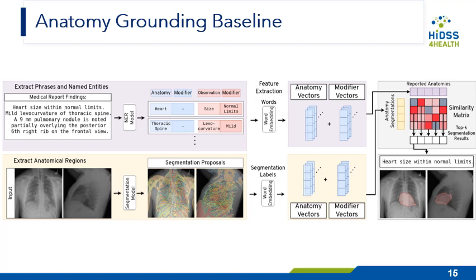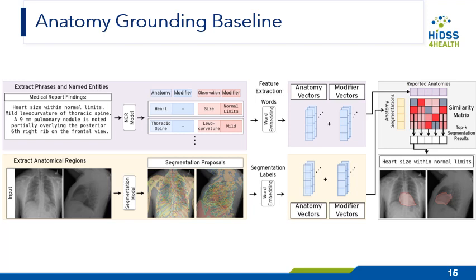Similarly, for a given image, we extract the anatomy regions using the segmentation model we trained ahead on PAXRAY. For each of the segmentation labels, we extract features using BioWordVec or BioSentVec. Similarly to before, we add the vectors of the anatomy and its modifier and compute a cosine similarity between the anatomy segmentation features and the reported anatomy text features.